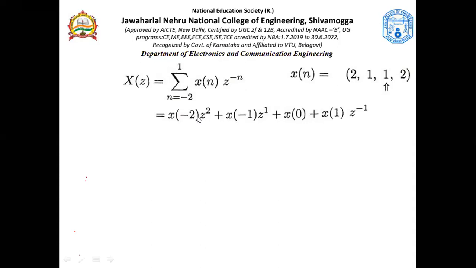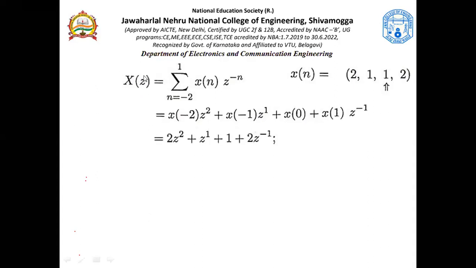Now you have right-sided as well as left-sided. Okay. So now think, and we'll go one more step further and just substitute this x of -2, x of -1, x of 0, and x of 1. After substituting these samples, this would look like this. Now let's understand the same scenario.